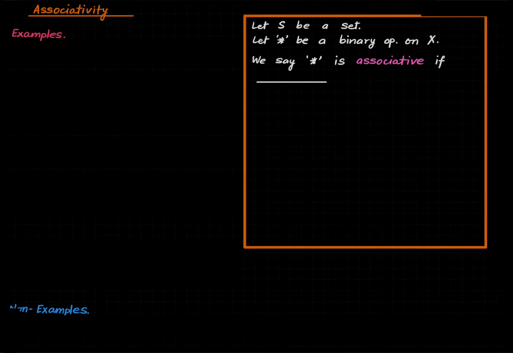Associativity. This is a very desirable property of any binary operation. So what does it say? Fix a non-empty set S, fix a binary operation star on it. We say star is associative if the following equality holds for each A, B, and C.